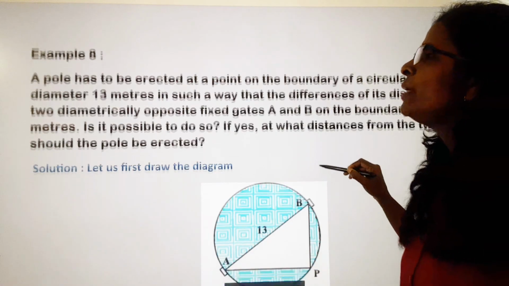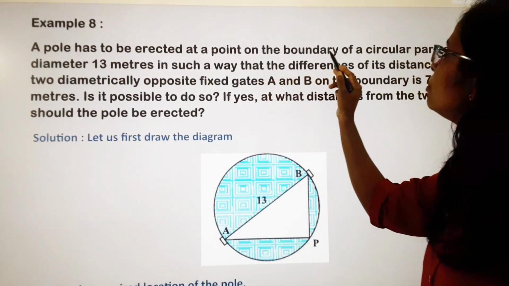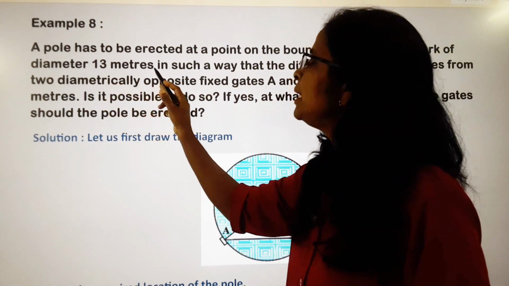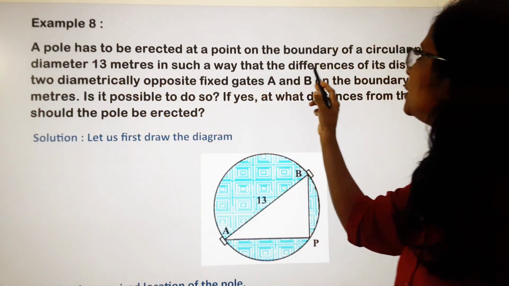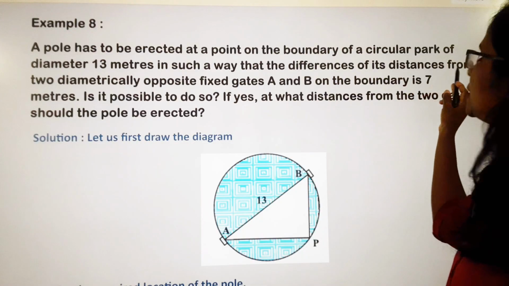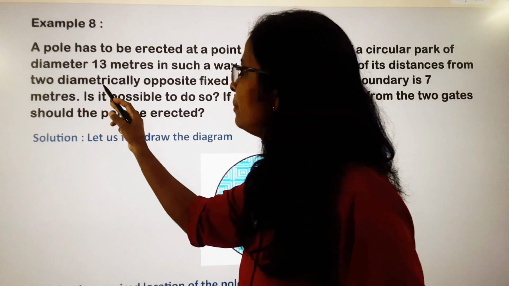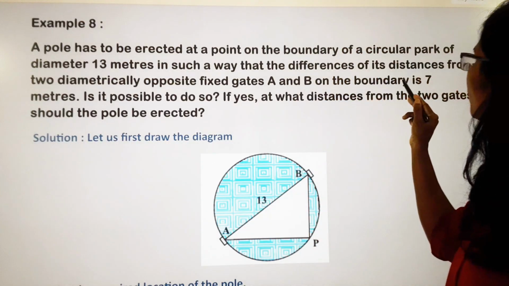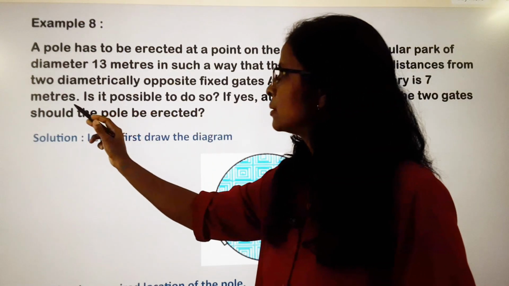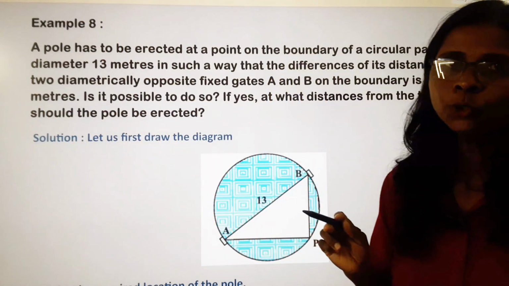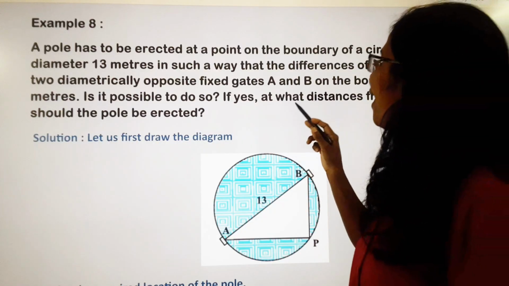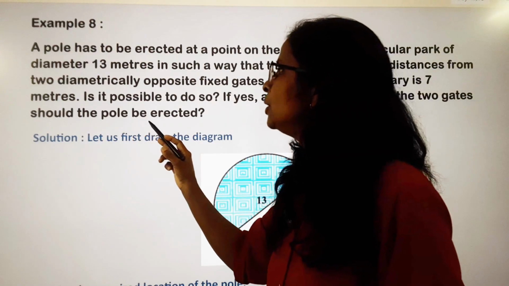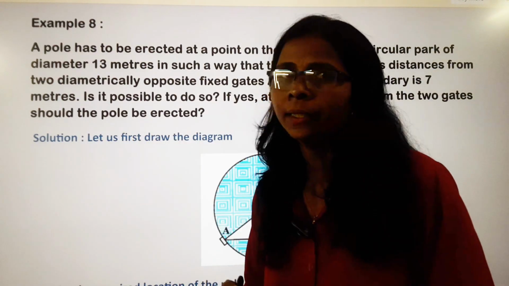A pole has to be erected at a point on the boundary of a circular arc of diameter 13 meters in such a way that the difference of its distances from two diametrically opposite fixed gates A and B on the boundary is 7 meters. Is it possible to do so? If yes, at what distances from the two gates should the pole be erected?